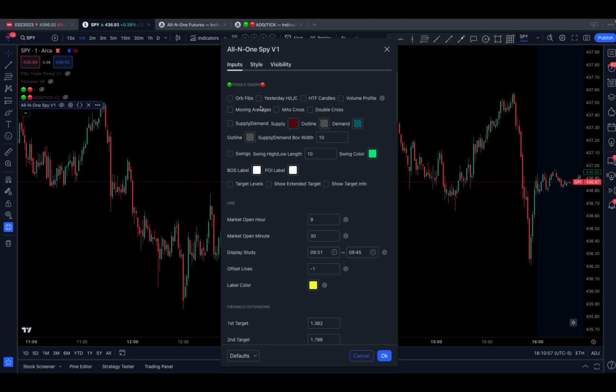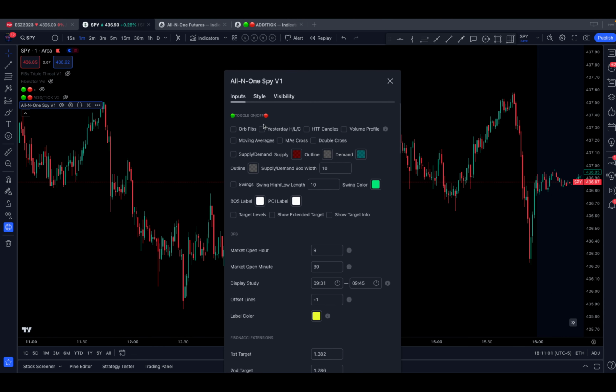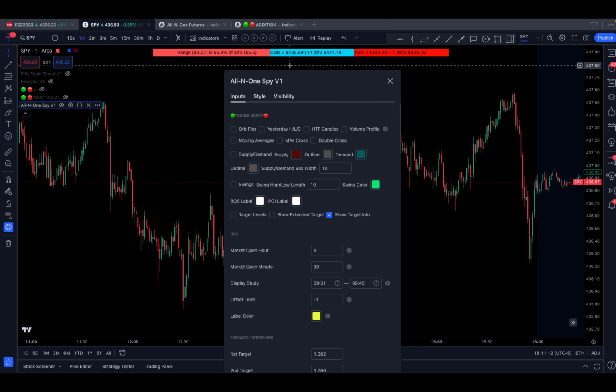Again, everything's turned off at the start. I think it's in the targets here, show target info. Show target info gives you that box up here. It must be on by default, which I could go change to off.